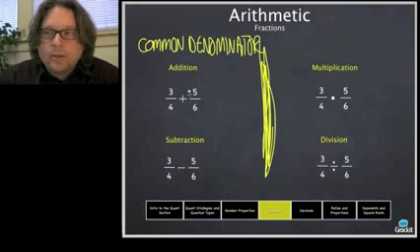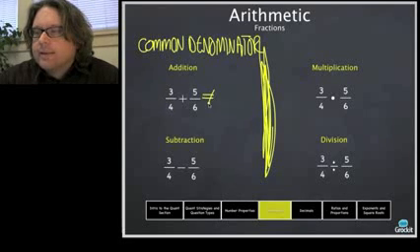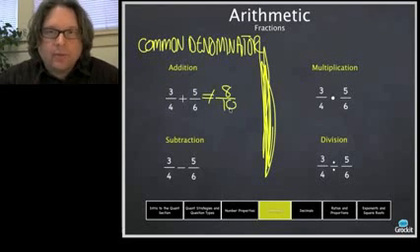It is naughty to just go adding across. So 3/4 plus 5/6 does not equal 8/10. If you do that, you will get every question wrong, because that's not how it works.